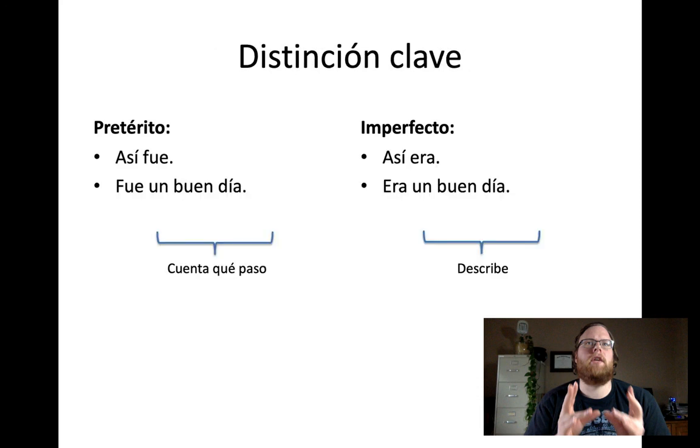Another way of looking at it is just kind of this, where the imperfect describes what it was like, while the preterit tells you what happened. Is just kind of another way of looking at it. This is kind of a difficult topic. We all learn in different ways, so I'm trying to just give a few different perspectives.